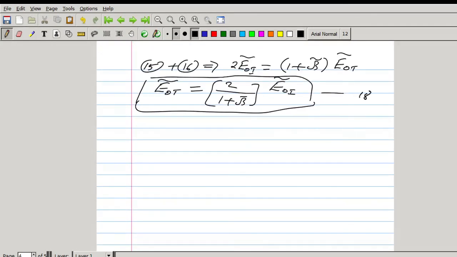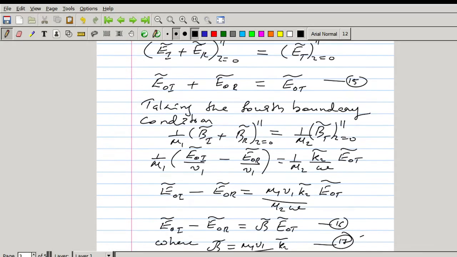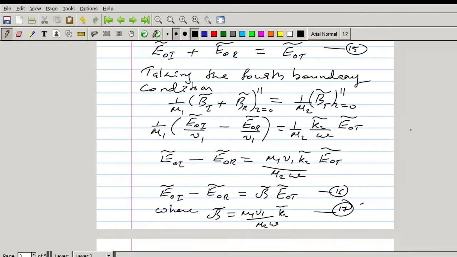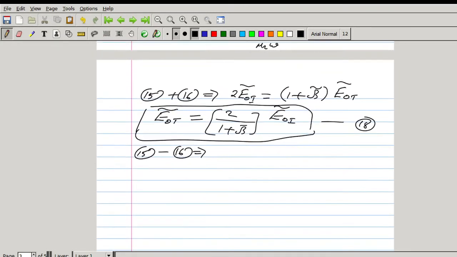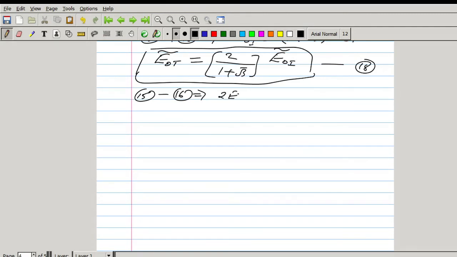Now take equation 15 minus 16. So E0I minus E0I will cancel. E0R minus minus, so E0R plus E0R will be 2 E0R. Then E0t minus beta E0t. So we are having 2 E0R equal to 1 minus beta into E0t. From that, find E0R.